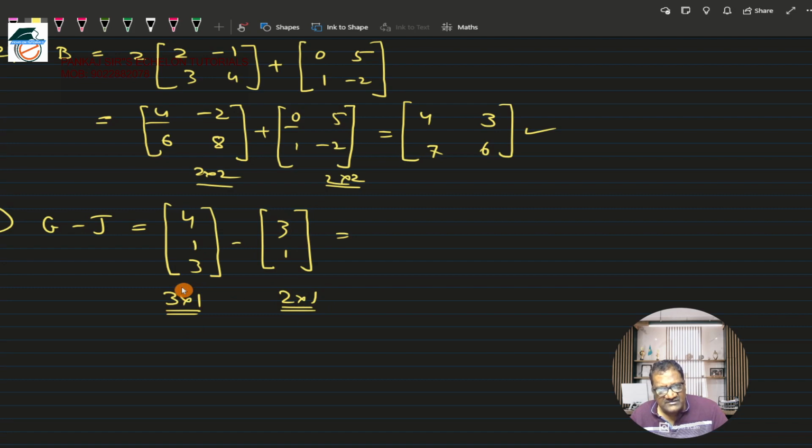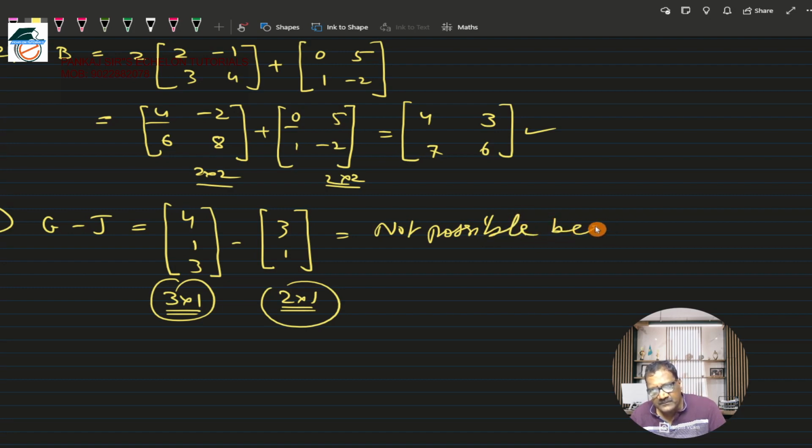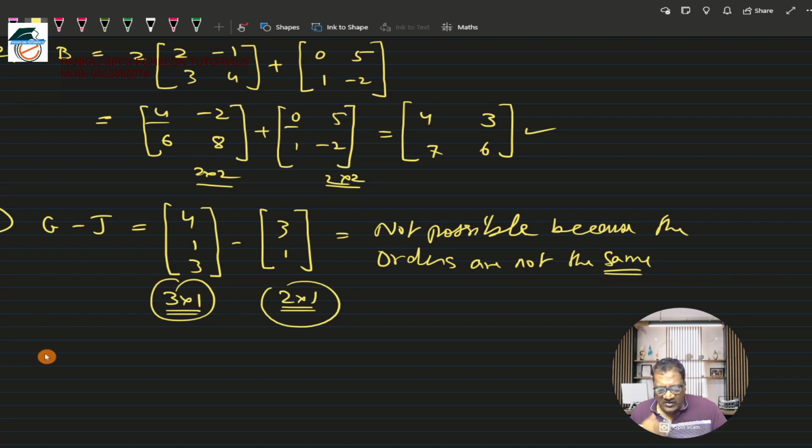Can you see these orders are not the same? So the answer will be not possible, because the orders are not the same. For addition and subtraction of 2 or more matrices, the order has to be the same. That is very important. Now coming to the 10th question.